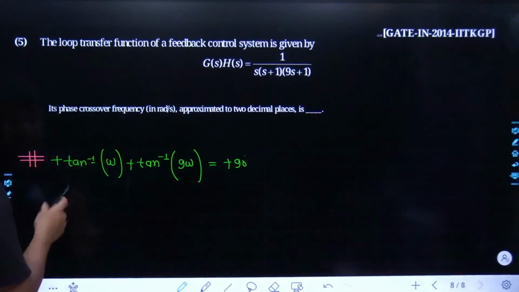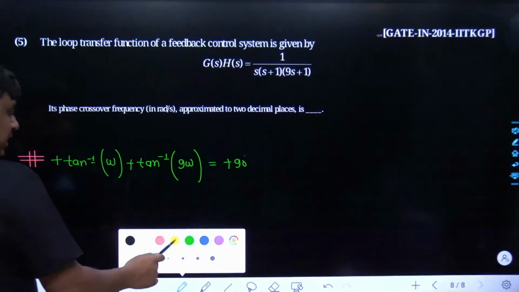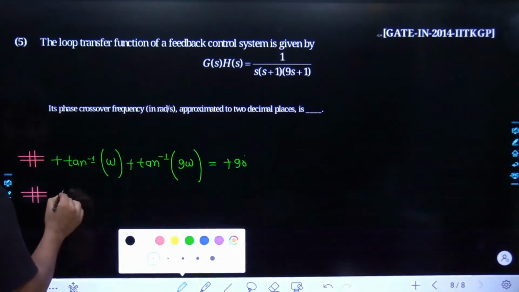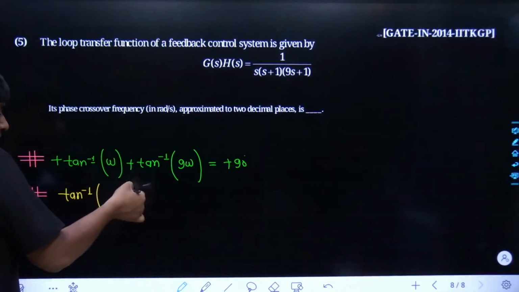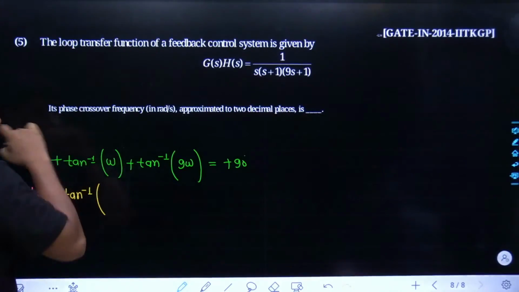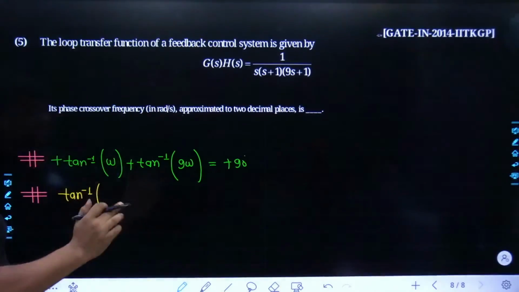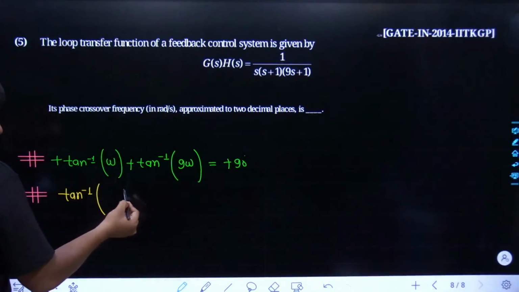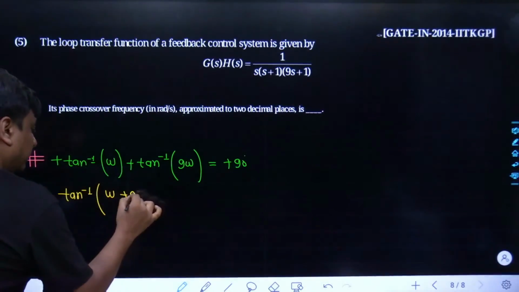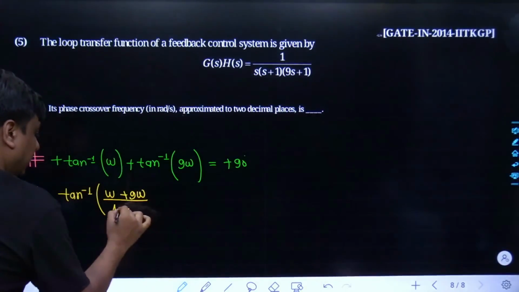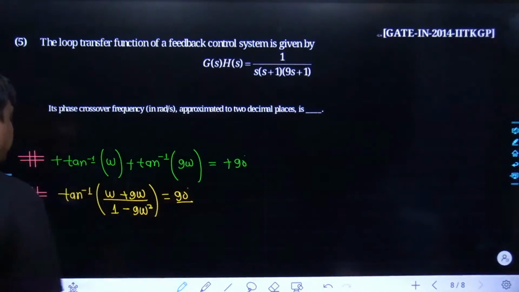And now what are we going to do? We are going to use an inverse trigonometric identity. Tan inverse of A plus tan inverse of B. May I know what used to be the result of it? The tan inverse A plus tan inverse B used to be tan inverse of A plus B divided by 1 minus A into B. If it has been plus, here also it would be plus, but towards the denominator side, it would be minus. If it would have been minus, here it would be minus, but here it would become plus. So here it had become omega plus 9 omega, here it's been 1 minus 9 omega squared, equal to 90. Agreed, no?